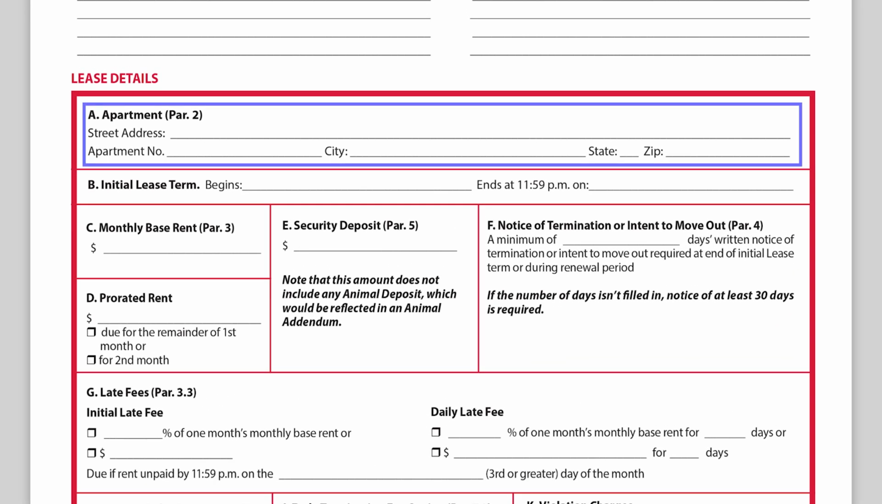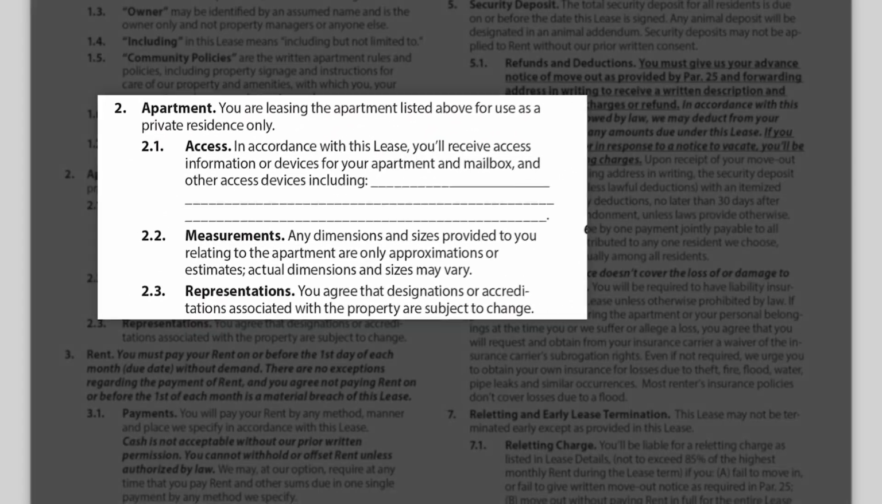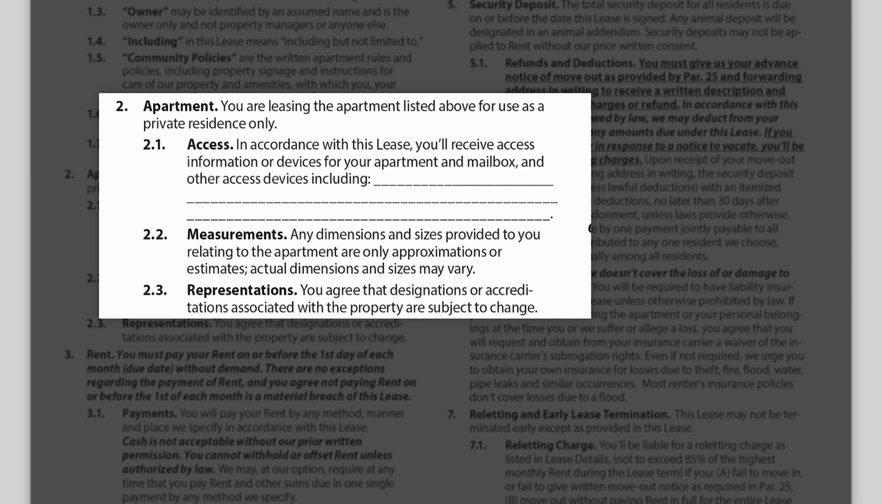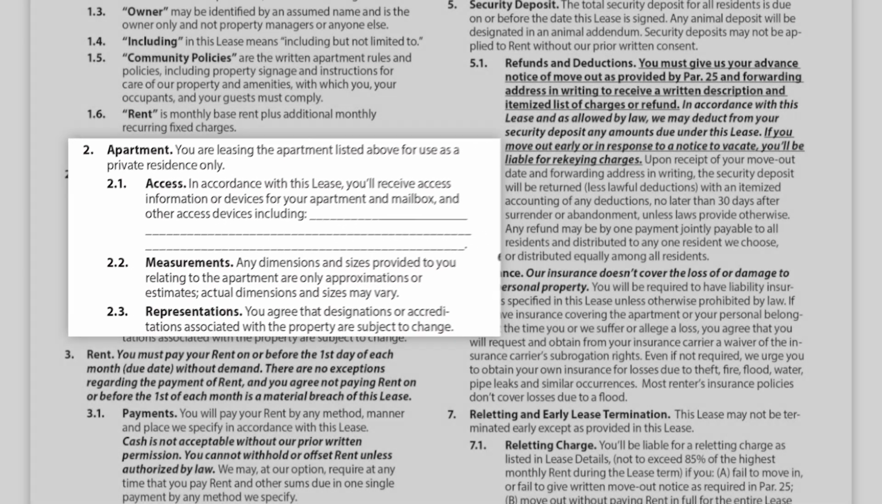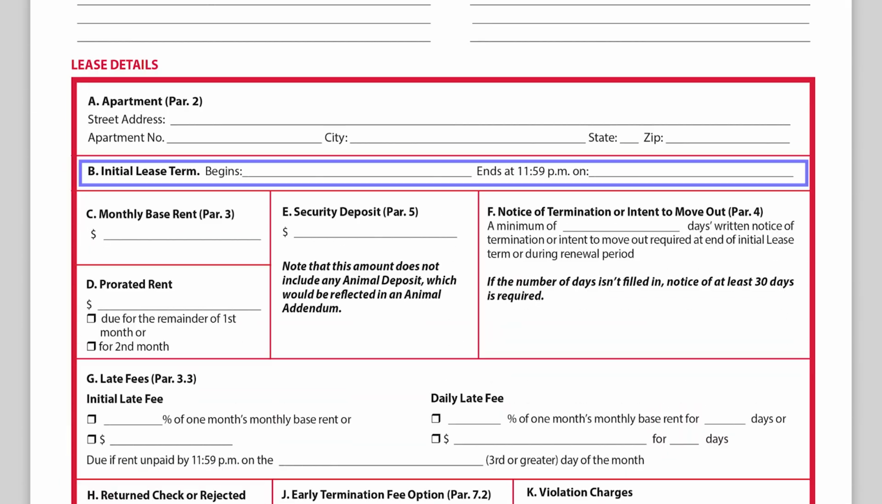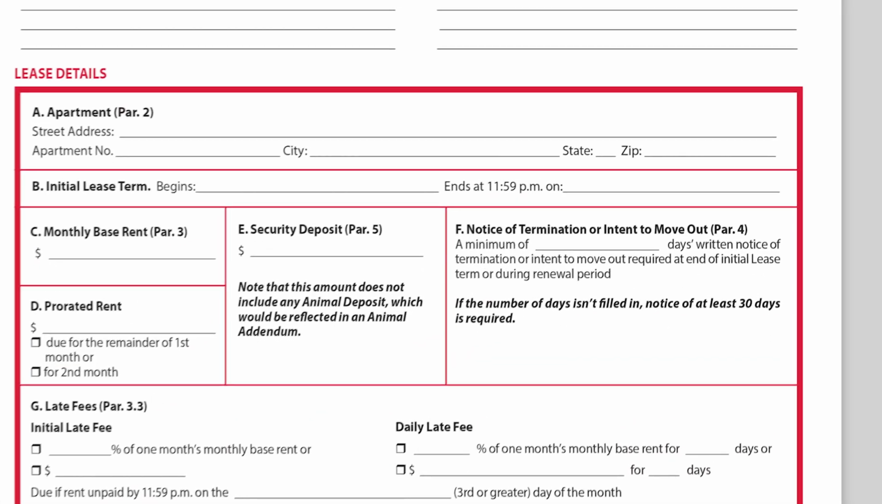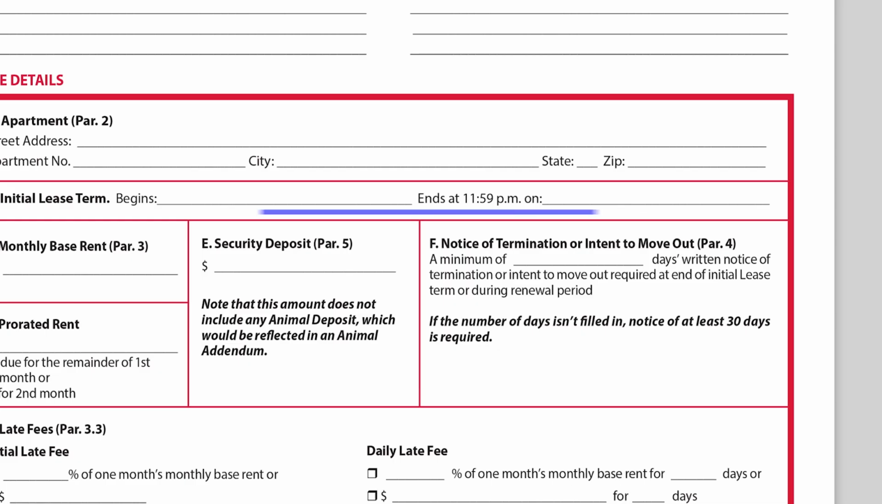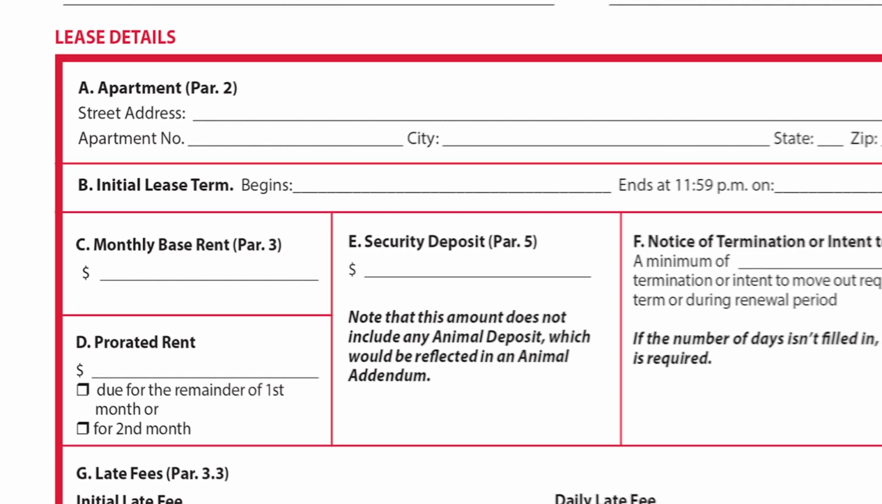Box A, Apartment, Paragraph 2. You agree to lease the apartment listed in Box A for use as a private residence only. Measurements and representations are two sections to acknowledge that some details of the property or unit could change. This helps ensure that there are no misunderstandings if measurements or features differ slightly. Box B, Initial Lease Term. The initial lease term begins and ends on the dates provided in Box B.